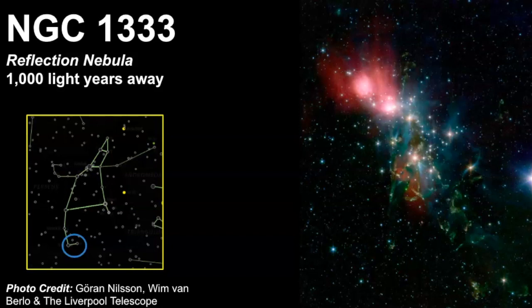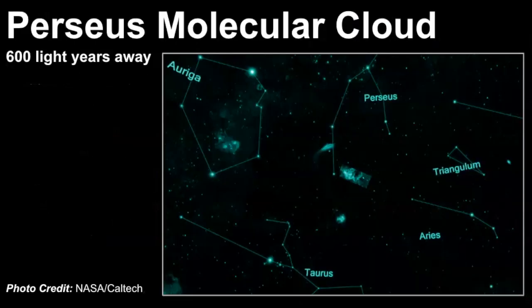Another nebula to look at is called NGC 1333. This is a reflection nebula, and it's estimated to be 1,000 light years away. So this is where it would be located within that particular constellation. Another one to take a look at is something called the Perseus Molecular Cloud, and this is a giant stellar nursery that's estimated to be 600 light years away from our own solar system. It's not very bright, and it's best seen in the infrared wavelengths, so we're going to take a closer look at what that looks like.